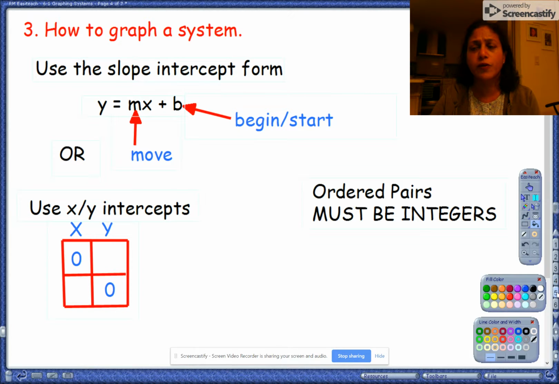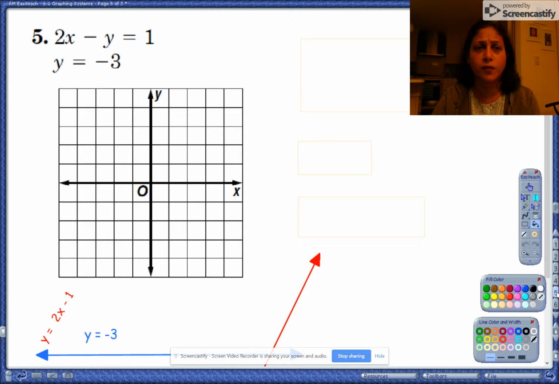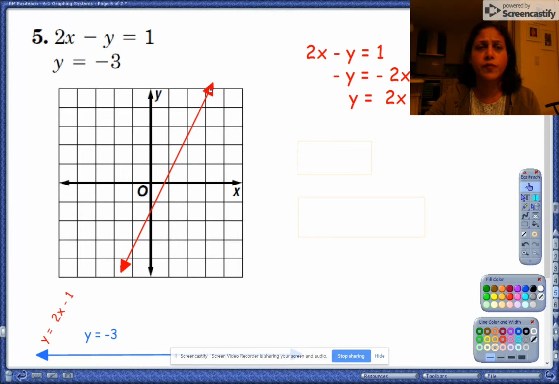I'm going to go over two examples from your worksheet. So we have two equations here. We're going to take the first equation and you're going to isolate the y. It turns out that when you isolate the y in this case, the y-intercept is negative 1 and the slope is up 2 over 1. So you can start at negative 1 and then go up 2 over 1. You will draw the first line and label it.